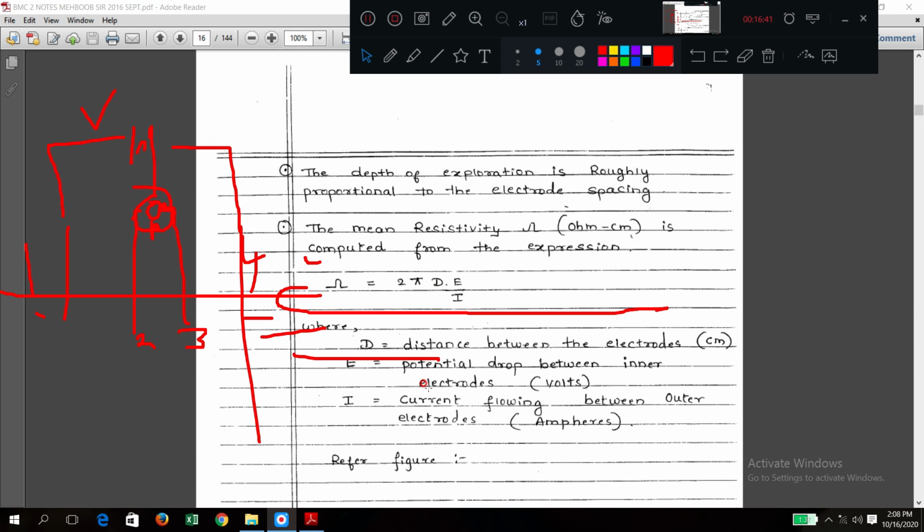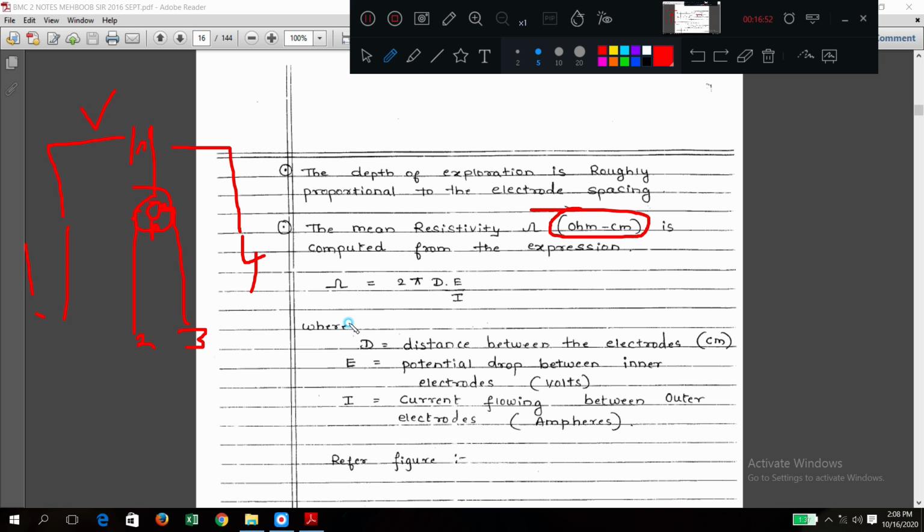At the end, the resistivity of the soil is measured using this formula. Resistivity in ohm-centimeter is computed using 2 pi d E divided by I. 2 pi is a constant. What is d? The distance between the electrodes in centimeters, between 1 and 2, 2 and 3, 3 and 4. Generally these distances are kept the same, or constant.